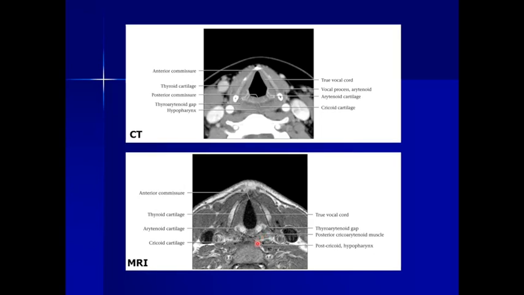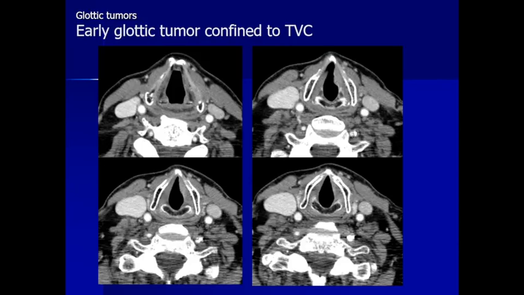This is an MRI, axial T1 pre-contrast, showing you the muscle density of the true cord, the thin mucosa of the anterior and posterior commissure, and you can see on pre-contrast T1 how the ossified portions of the cartilages are T1 hyperintense, and that can help you when you're evaluating cartilage invasion.